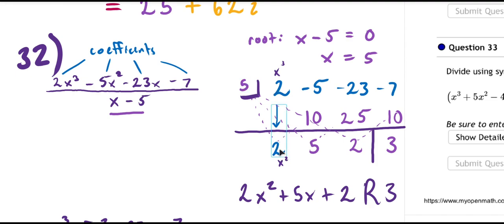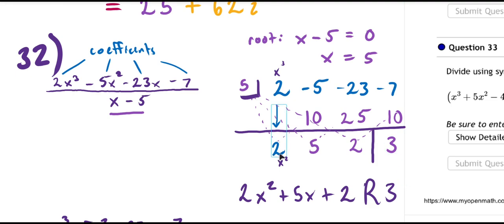We multiply 5 by 2 to get 10. We put that here and we take their sum. Negative 5 plus 10 is 5. Then we repeat. We multiply the 5 by the 5, we get 25. We take their sum, we get 2. And we repeat. We take 5 times this 2, we get 10. We take their sum, and that is a positive 3. We've reached the end, so we stop.